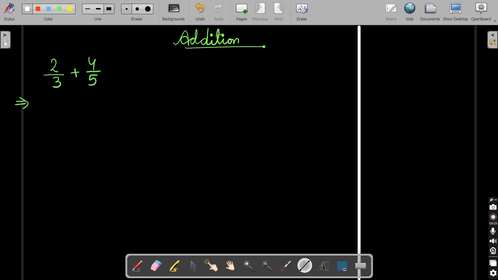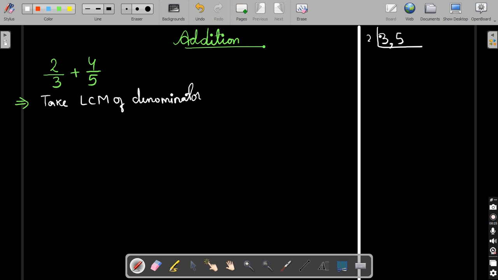How will we do it? First thing, I will draw one rough line for our rough calculation. We need to take the LCM of our denominators. Okay, now let us start. 3 and 5, what will be the LCM? 3 ones are 3, 5.